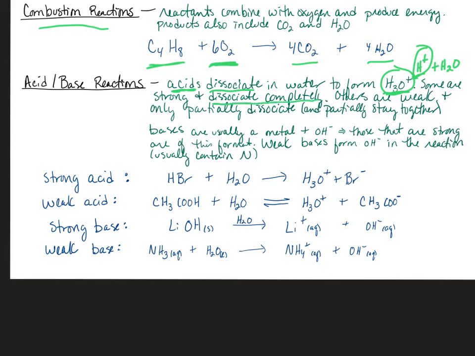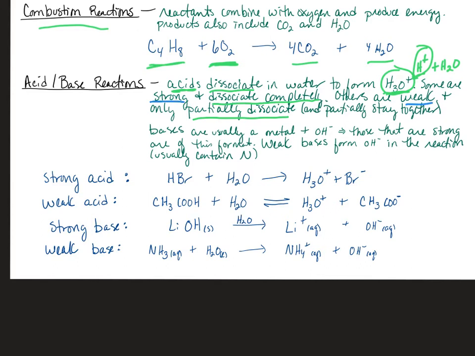dissociate completely. In other words, they're so ready to get rid of whatever it is that they're attached to, they're like, see you later, bye, okay? And they just sort of separate. Others are kind of happy being where they are sometimes, but then they kind of want to dissociate too. So we say that they partially dissociate and they partially stay together. And so that's the difference between a weak acid and a strong acid.